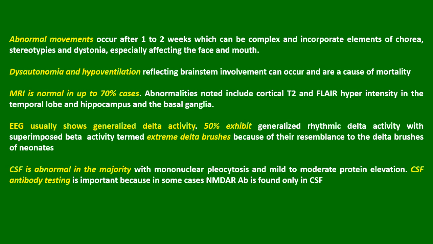50% exhibit generalized rhythmic delta activity with superimposed beta activity, termed extreme delta brushes because of their resemblance to the delta brushes of neonates. CSF is abnormal in the majority with mononuclear pleocytosis and mild to moderate protein elevation. CSF antibody testing is important because in some cases the antibody is only found in the CSF.